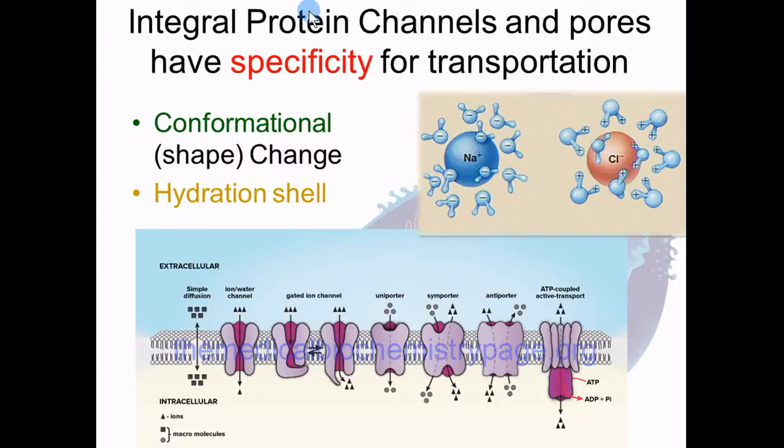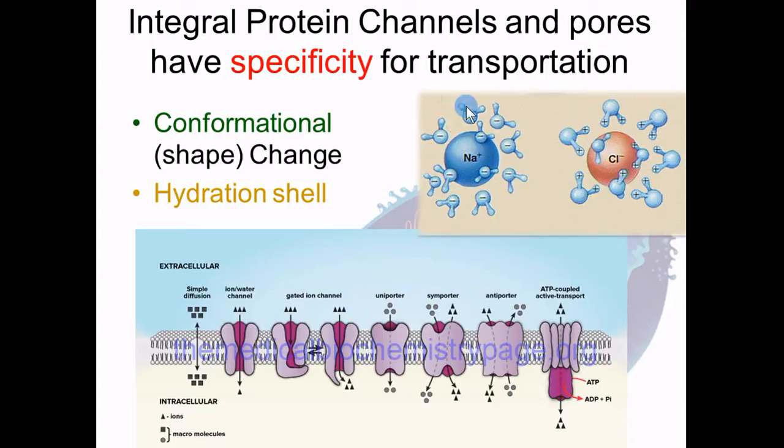Another characteristic of the proteins, when they form channels or pores, they're specific. They're specific to one type of molecule. Like for instance, here you see sodium and chloride, they're about the same size roughly. But they actually form what we call a hydration shell where they have a special shape.